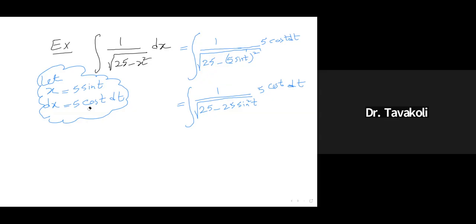Okay, now you see why we let x be 5 sine t. Under this radical, we see that 25 is in common between these two terms. So I can factor that out.